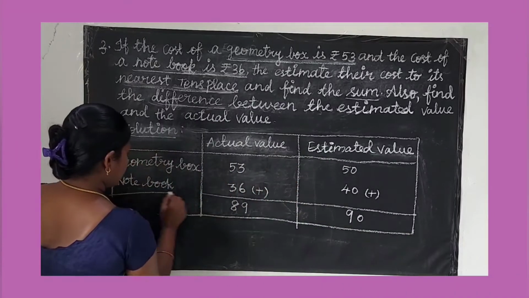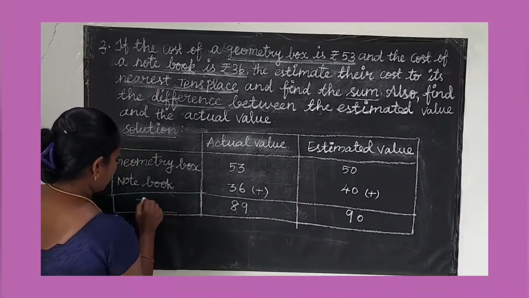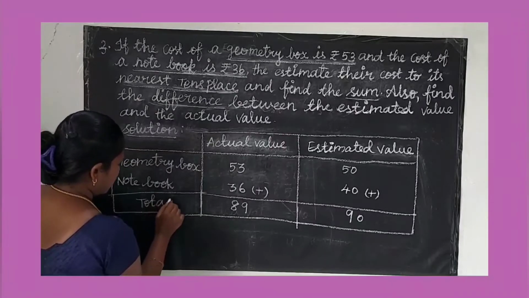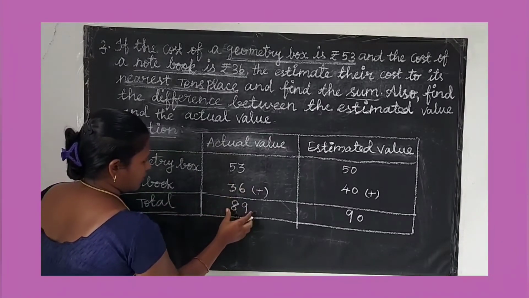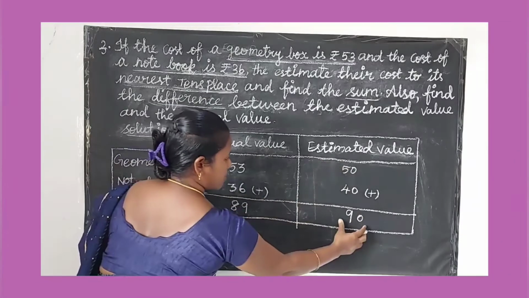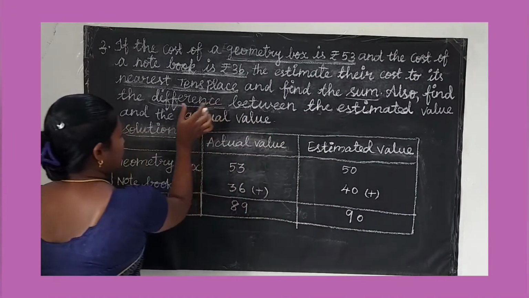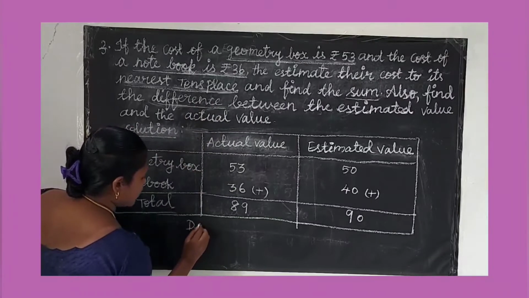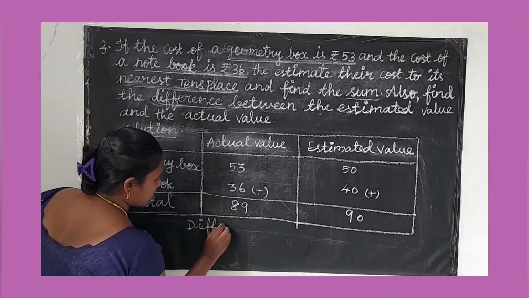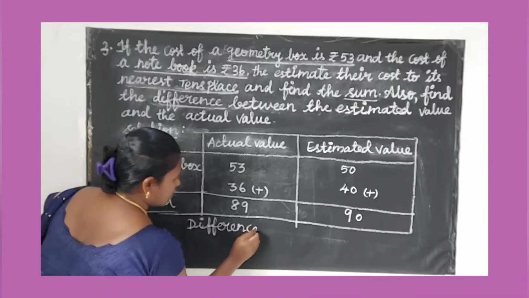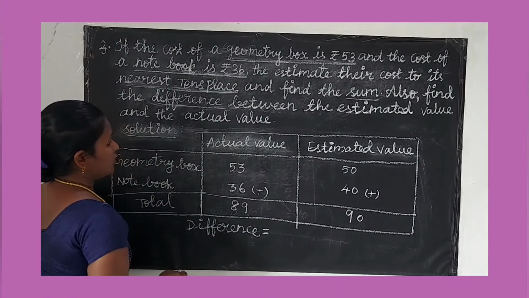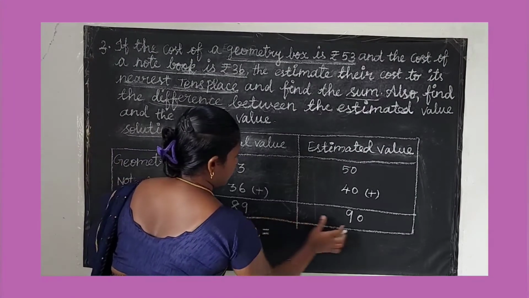So we write total. Actual value is 89 and the estimated value is 90. We have to find the difference. So we write difference. Difference is equal to the value 89 and 90.